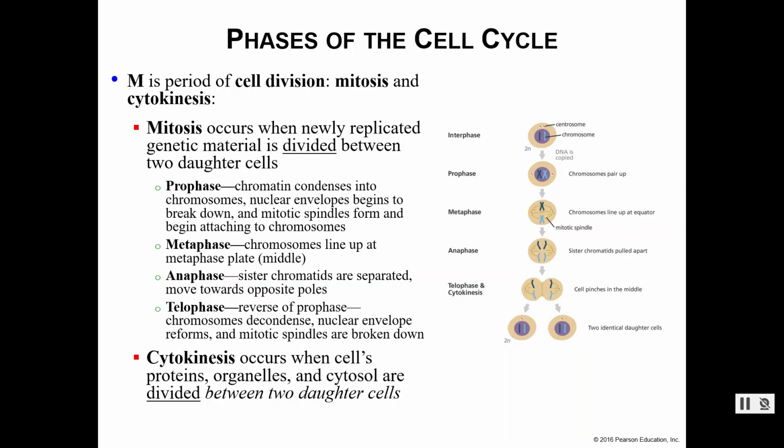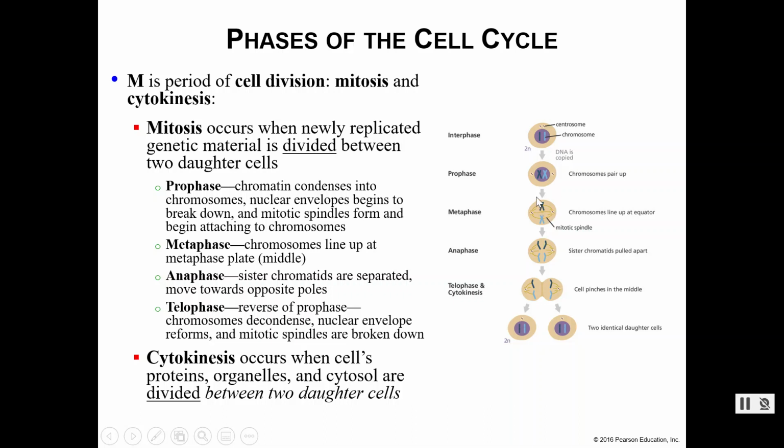And last but not least, in prophase, mitotic spindles form. They're coming from the centrosome, the centrioles. They're a little hard to see here, but you can see them really well here. These little lines are the mitotic spindles. They are forming during prophase, and they are just starting to attach to chromosomes.